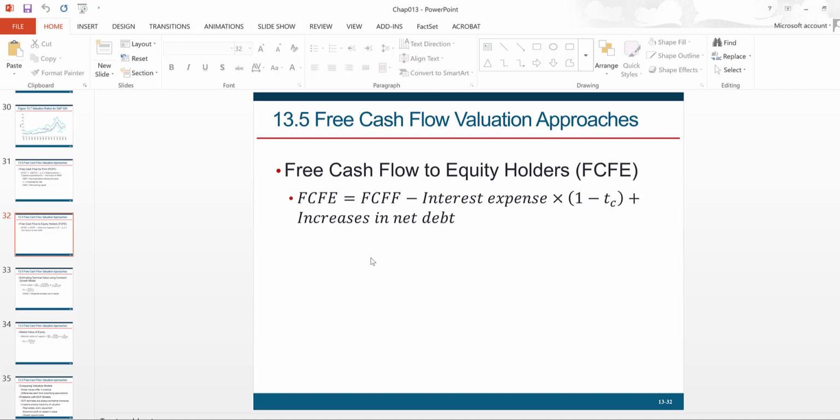If debt is paid down, then that is a cash outflow, and so that would be subtracted out. So any increase in net debt, you add it. Any decrease in debt, you subtract it, right? So those are the two adjustments we need to make to FCFF to get our FCFE.